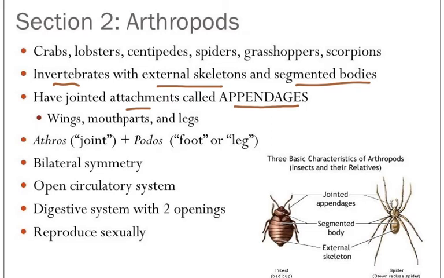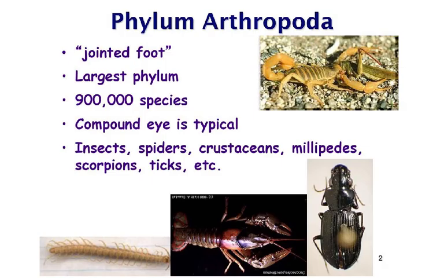The appendages are the wings, mouth parts, and legs. Arthro means joint and podos means foot or leg. They have bilateral symmetry, they have an open circulatory system, and they have a digestive system with two openings, and they reproduce sexually. This is the jointed foot, the largest phylum, 900,000 species, compound eyes, typical insects, spiders, crustaceans, millipedes, scorpions, ticks.